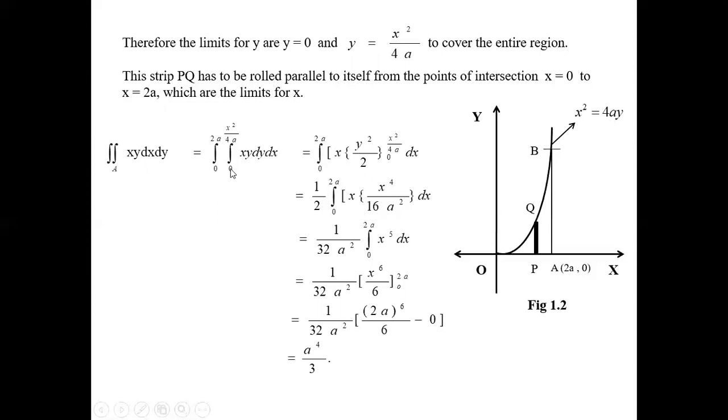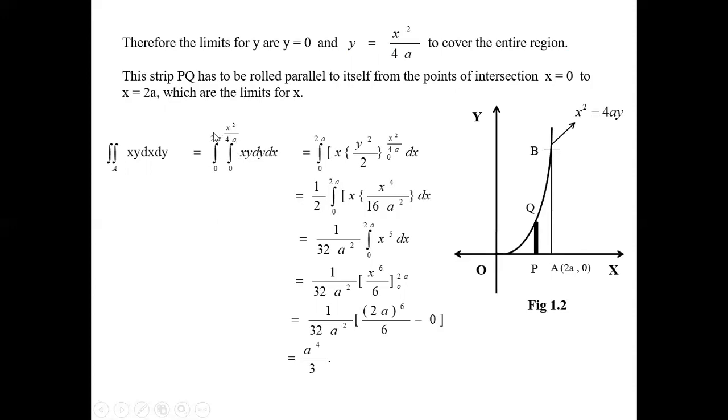So therefore, this becomes integration from 0 to x square upon 4a with respect to y, and then to cover this region, this strip has to be moved parallel to itself from the origin, where x is equal to 0, to the point of intersection, where you are having the point of intersection is 2a. Therefore, you will be having from the origin to the point 2a. These are the limits for x. So, x is equal to 0 to x is equal to 2a. Y is equal to 0 to y is equal to x square upon 4a.